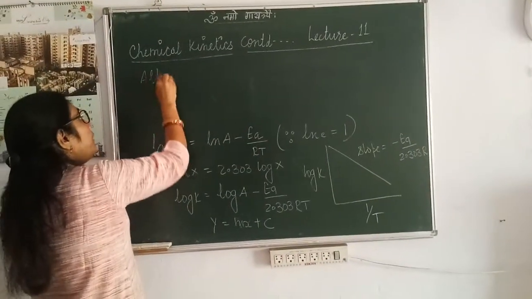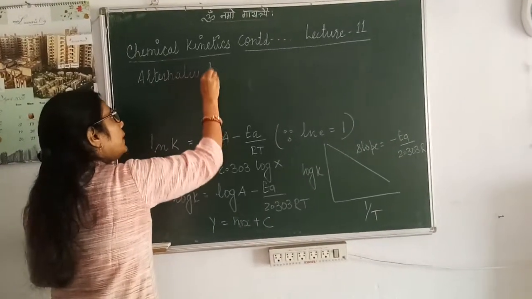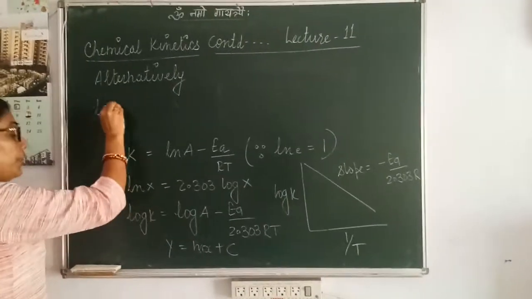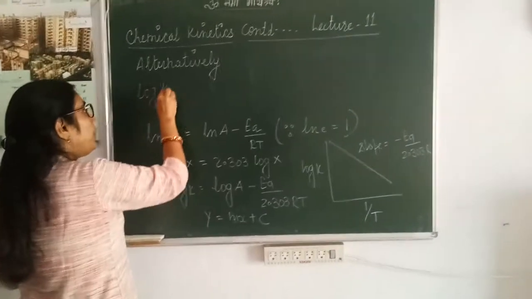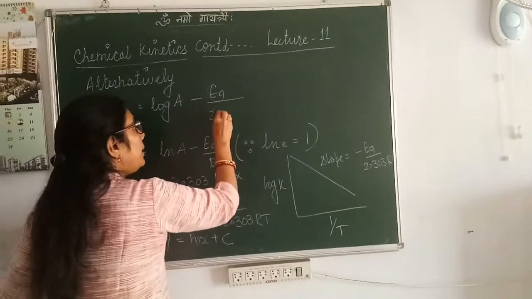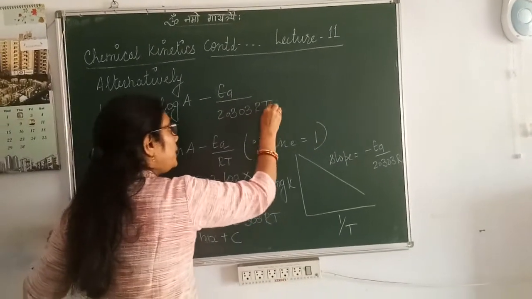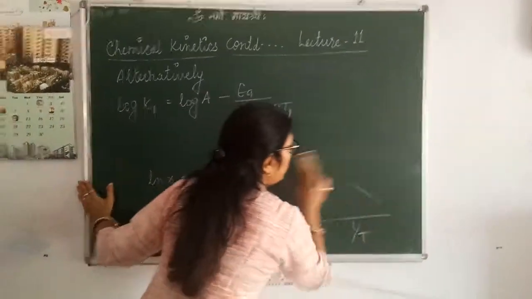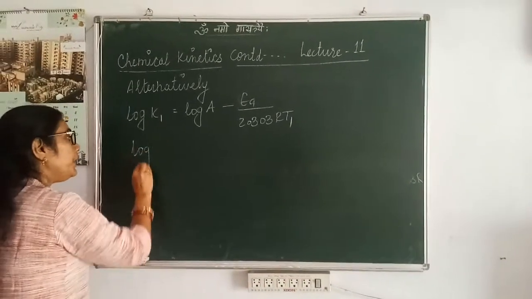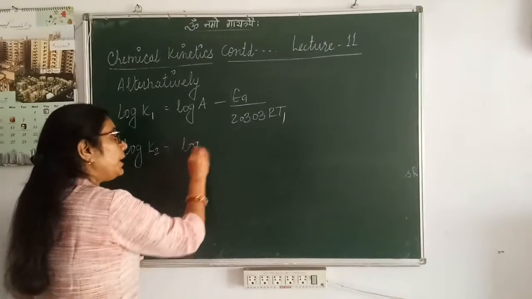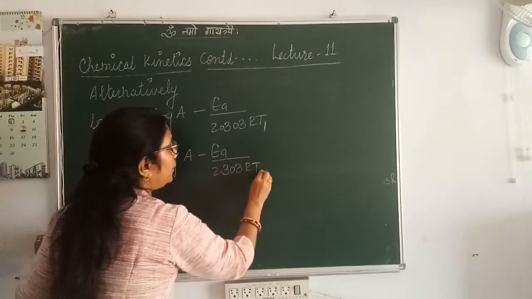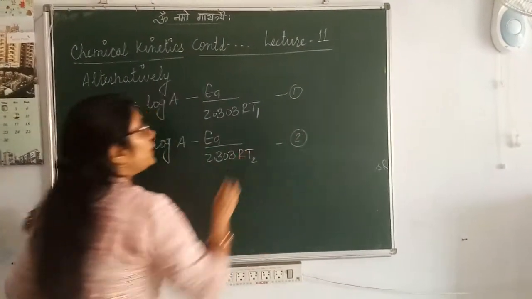And alternatively, in this Arrhenius equation, if we write this expression at two different temperatures, log K1 is equal to log A minus EA by 2.303 R T1, then log K2 will be equal to log A minus EA by 2.303 R T2. This is equation 1 and this is equation 2.